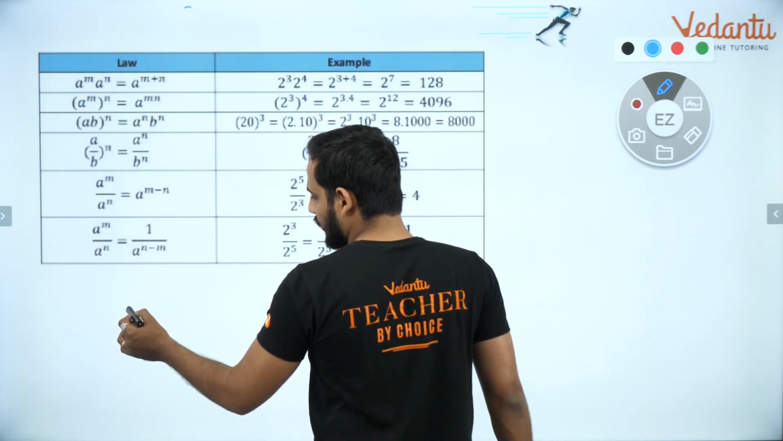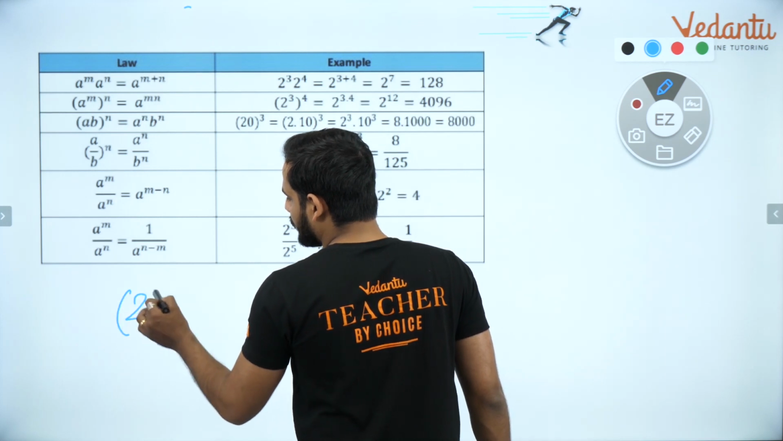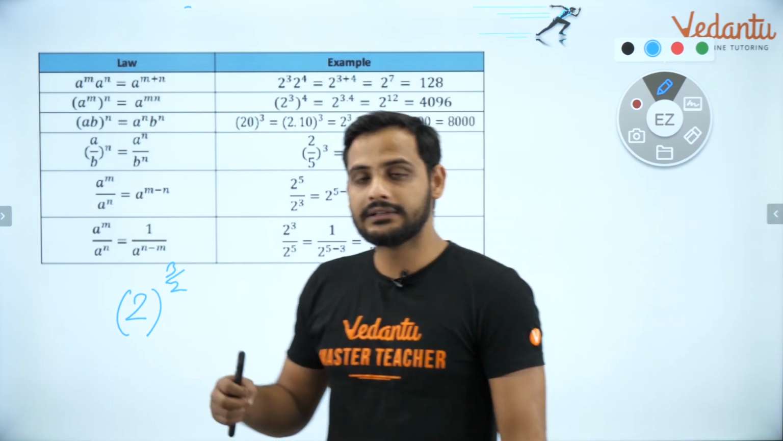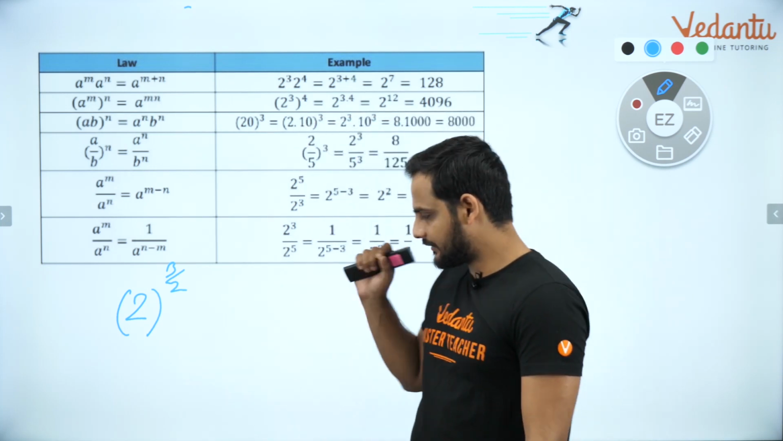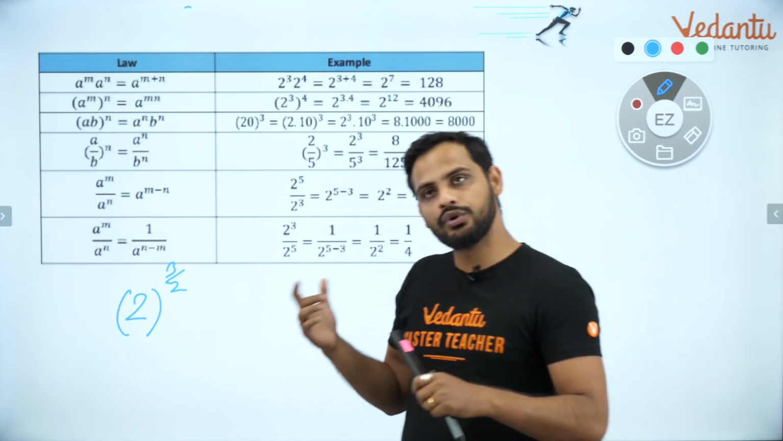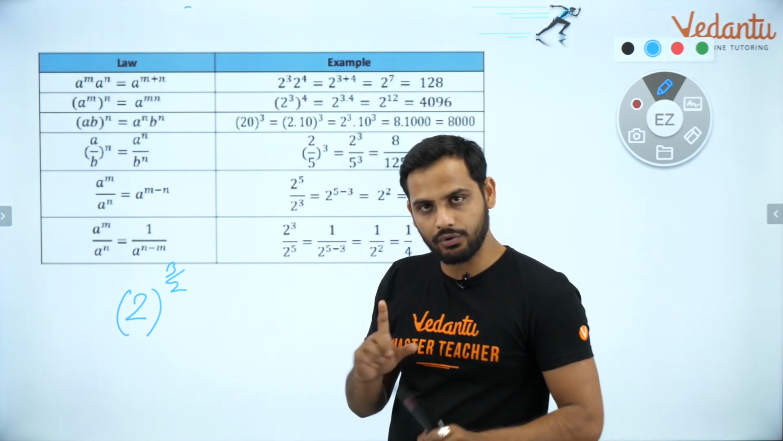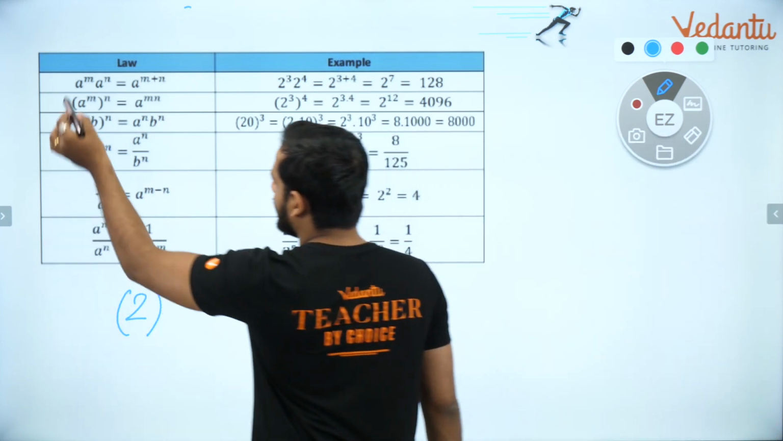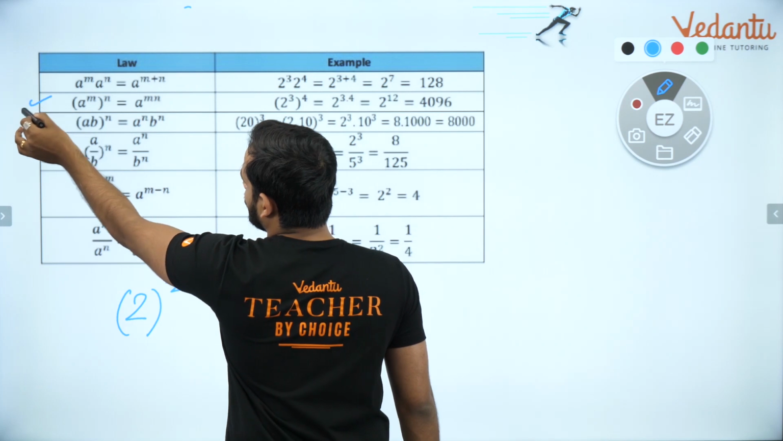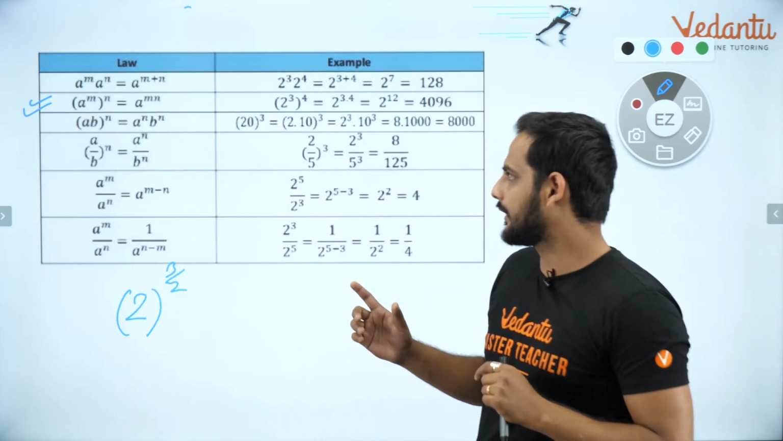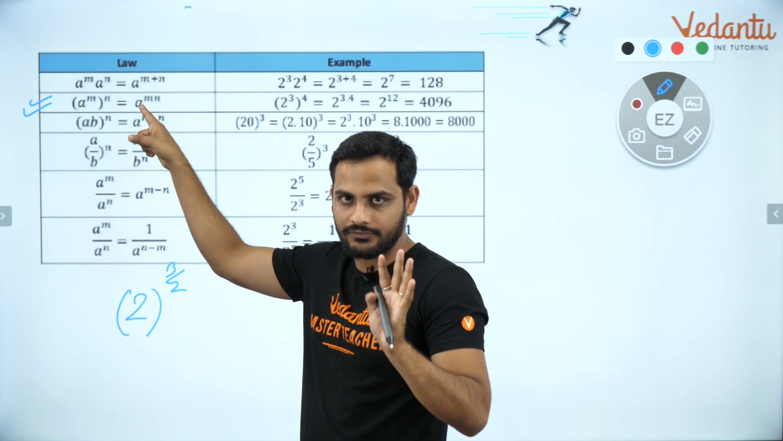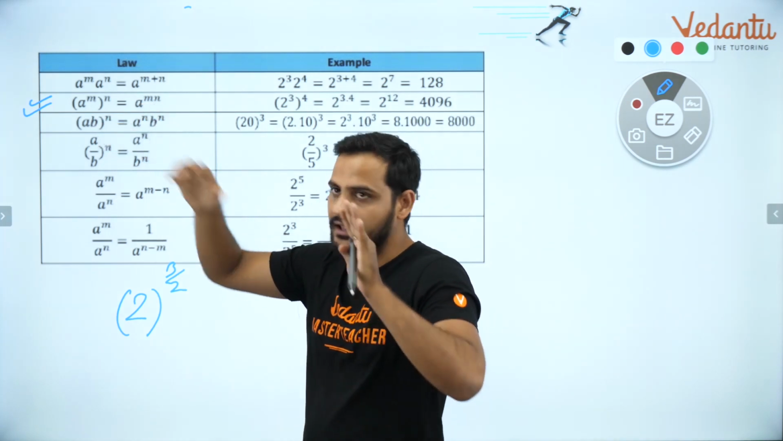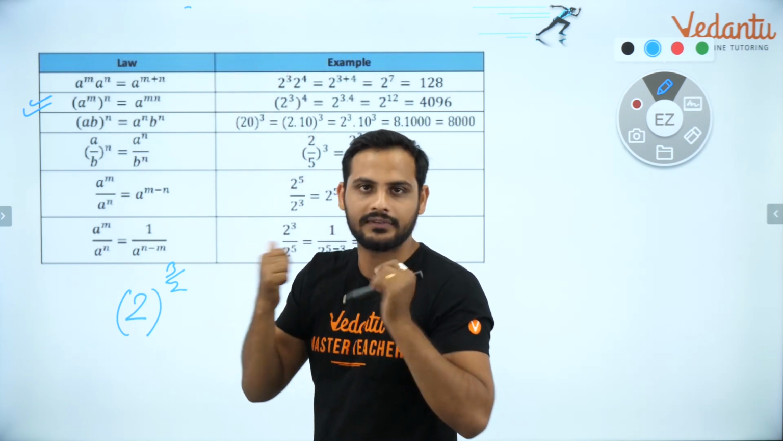Suppose now we have a power like 2 raised to the power 3 by 2. Now, sir, it is 3 by 2. What to do? Is it 2 cube, or 2 raised to the power under root, or some combination of both? Let us understand the steps. We will first use this: a raised to the power m raised to the power n means a raised to the power m into n. So I can also say a raised to the power m into n means a raised to the power m raised to the power n. Yes, definitely you can say that.